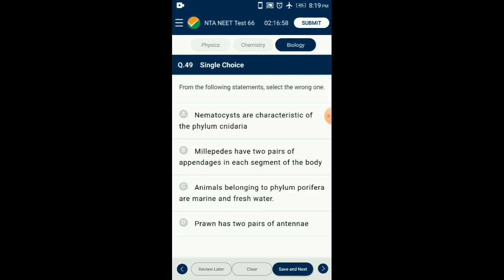Animals belonging to the phylum Porifera are mostly marine and a few are freshwater. So the answer for this question is option D. From the given statements, the wrong one is: prawn has two pairs of antennae.